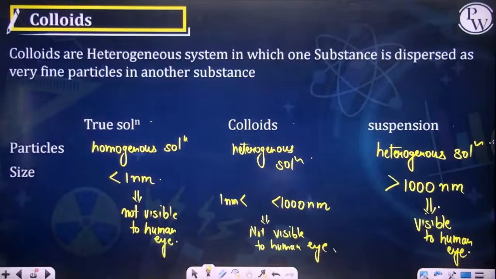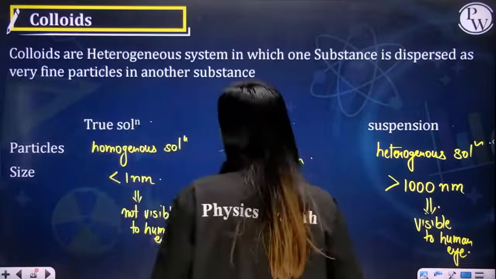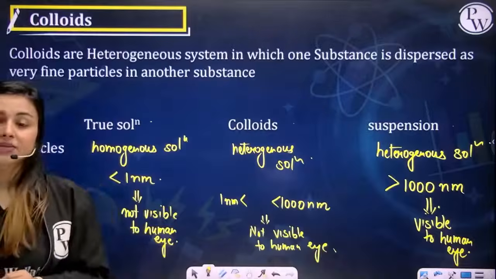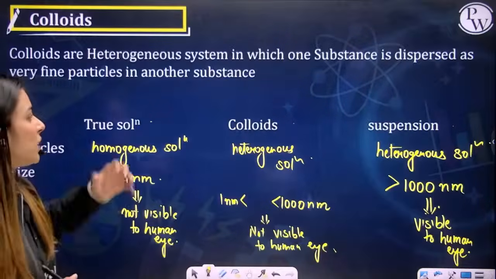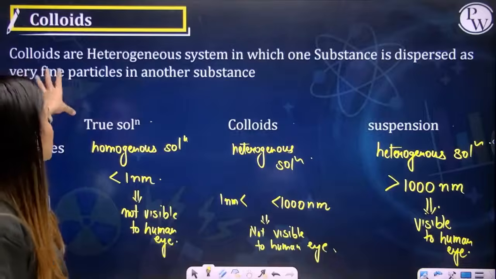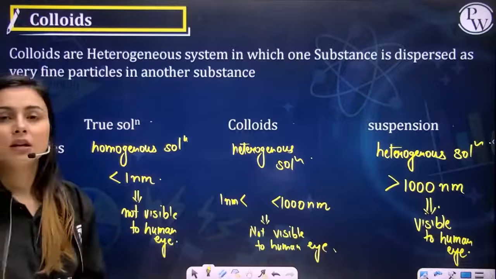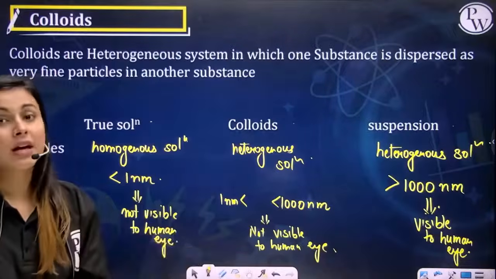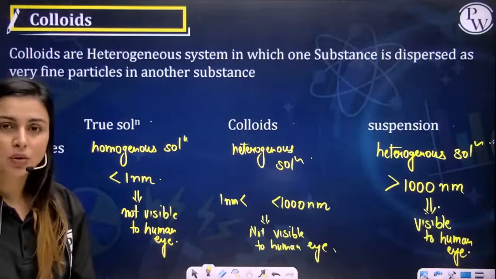Perfect. So I hope you're clear with this, that colloids are actually a heterogeneous system in which one substance is dispersed in very fine particles. It will be a solution in which one substance is mixed in very fine particles of another substance. Now we have talked completely about the ranges also.